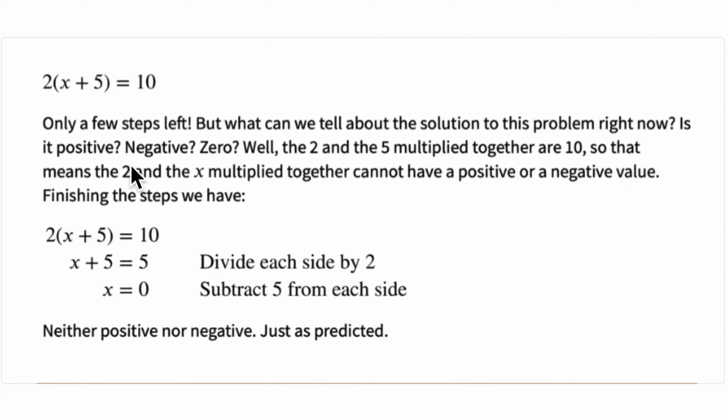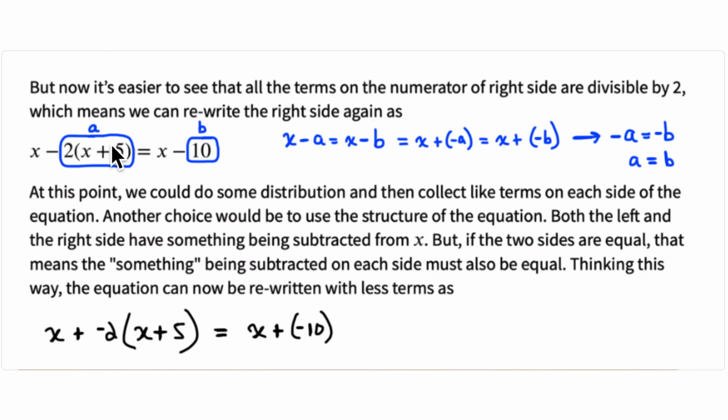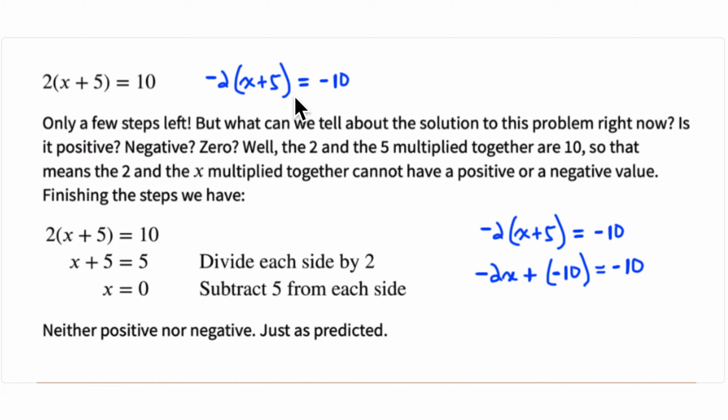All right, so now we're down to 2x plus 5 equals 10. So they're looking at this part right here. 2 times x plus 5 equals 10. And I'm going to look at it as a negative 2 times x plus 5 equals negative 10. So the authors are keeping this as a positive value here, and I changed it to a negative value because I'm adding a negative value in the original equation.